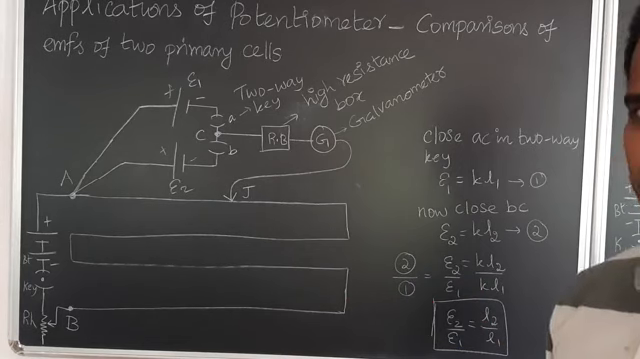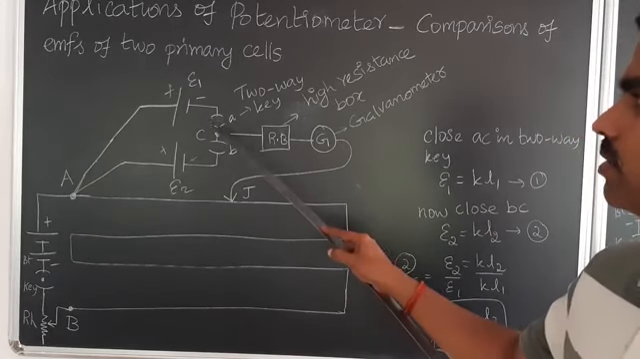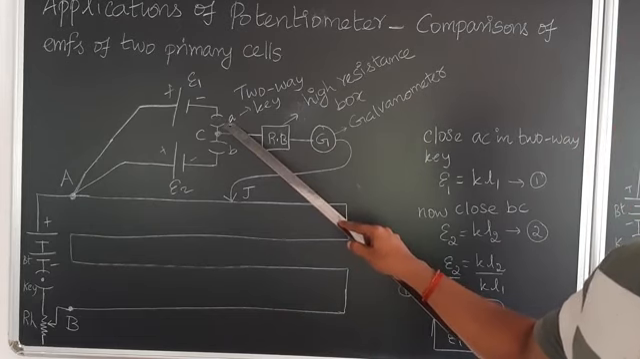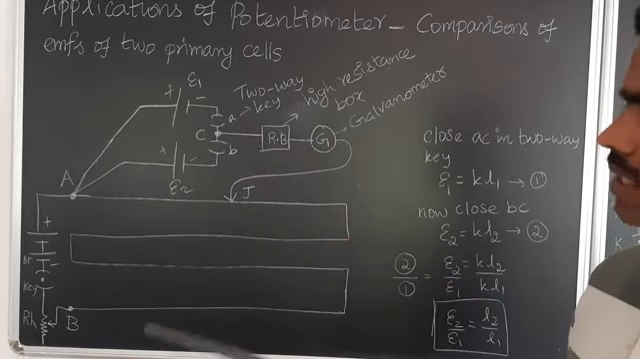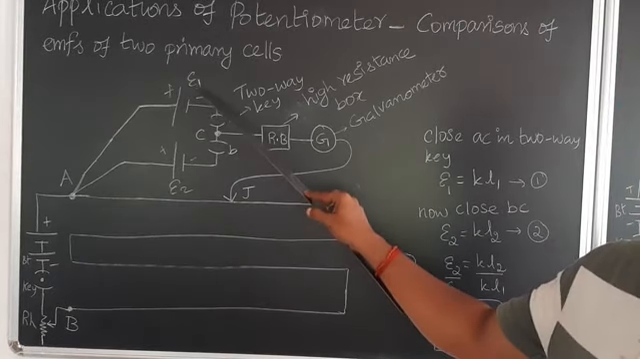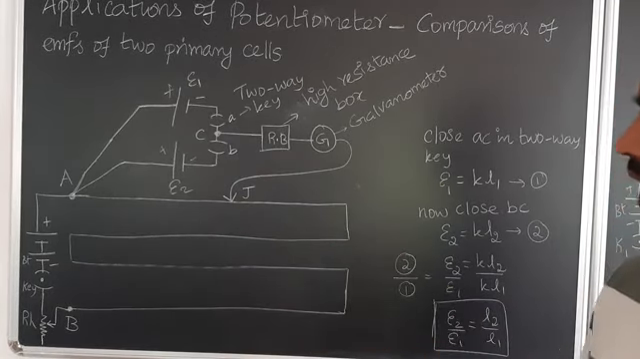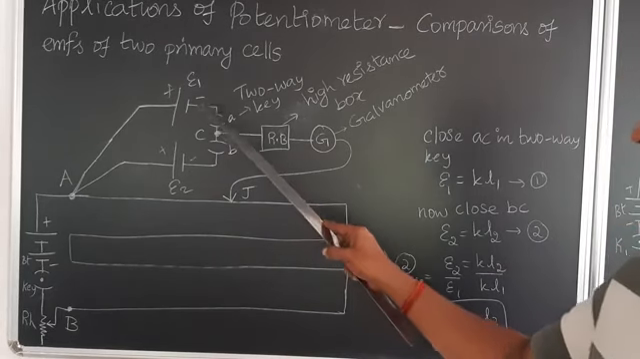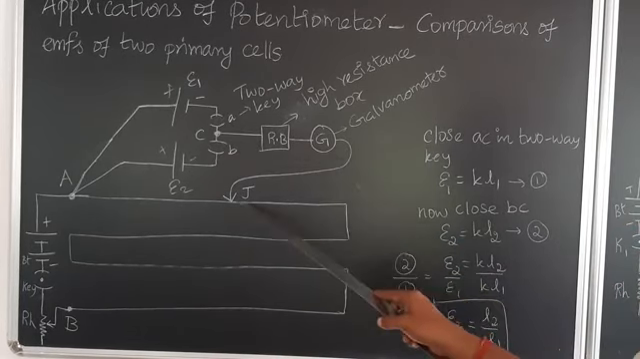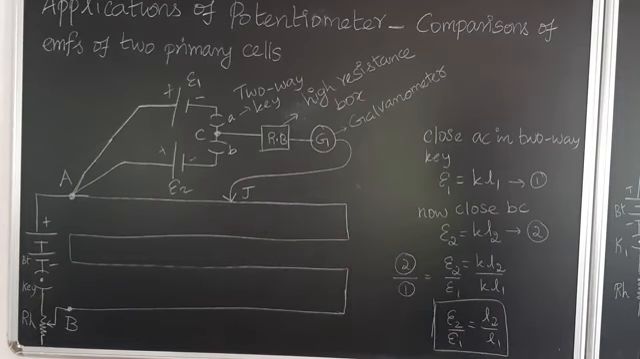Now what I am going to do, first I am going to close this key A. This B is still open. So the current will flow from this primary cell E1. Now I am closing this key A and using this jockey I am finding the null position. In that null position the galvanometer shows 0. At that point I note the length as L1.